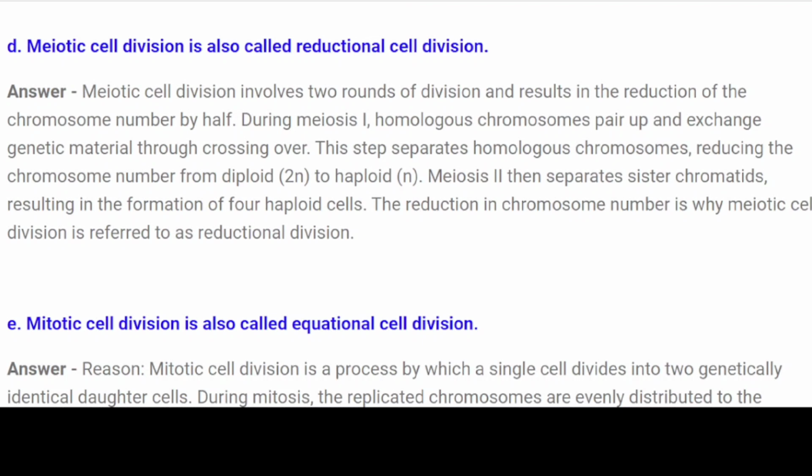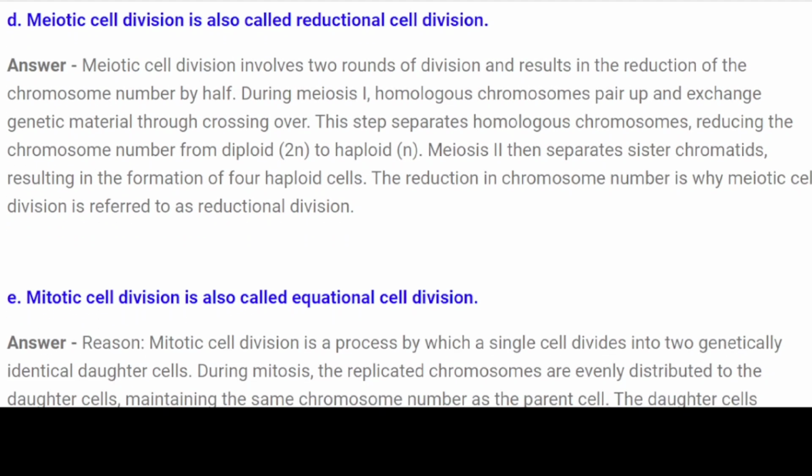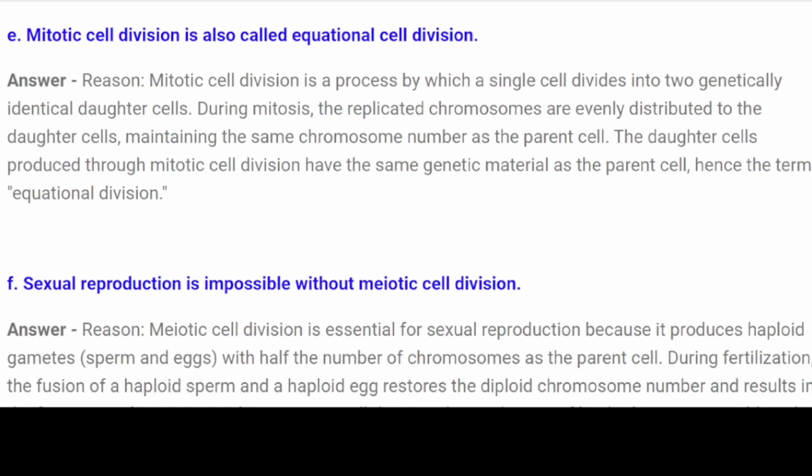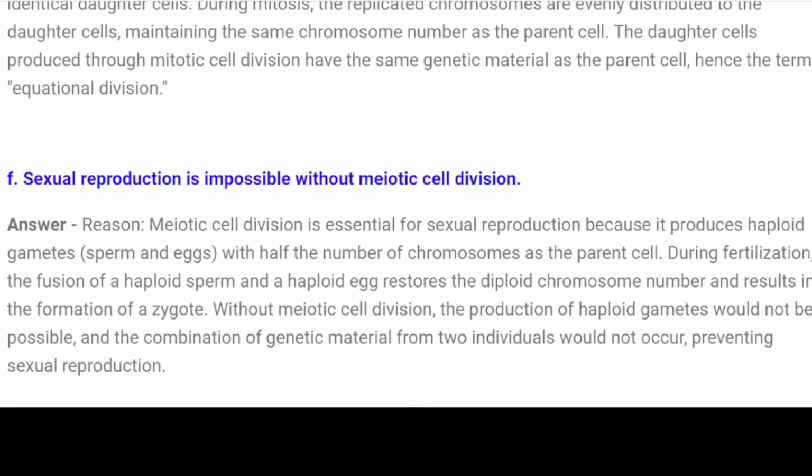E. Mitotic cell division is also called equational cell division. Answer: reason, mitotic cell division is a process by which a single cell divides into two genetically identical daughter cells. During mitosis, the replicated chromosomes are evenly distributed to the daughter cells, maintaining the same chromosome number as the parent cell. The daughter cells produced through mitotic cell division have the same genetic material as the parent cell, hence the term equational division.